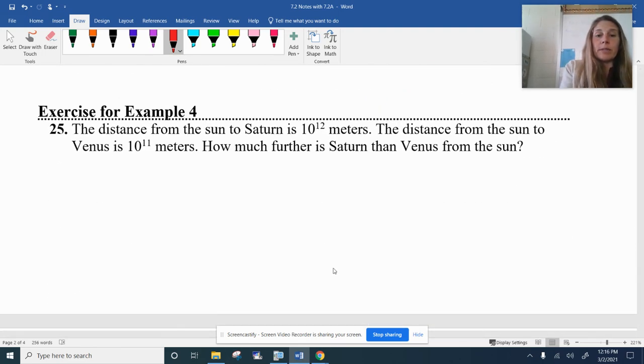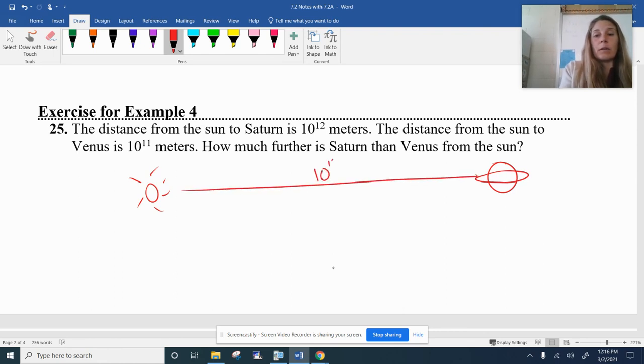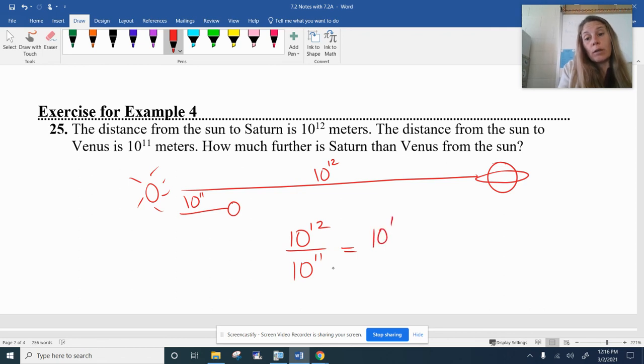We have the distance from the sun to Saturn. So let's say here's my sun, and here's Saturn all the way over here, and that distance is 10 to the 12th meters. The distance from the sun to Venus, which is a much closer planet, is only 10 to the 11th. How much further is Saturn? So we want to do 10 to the 12th over 10 to the 11th. We would subtract, and you get 10 to the 1, which of course is just 10. So our answer is 10 times further.